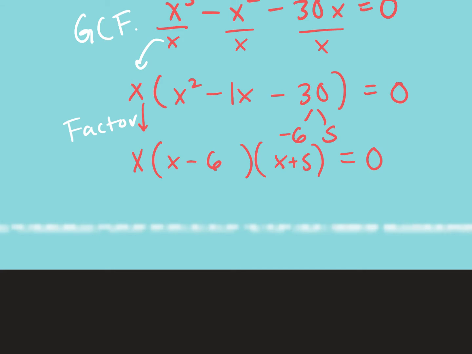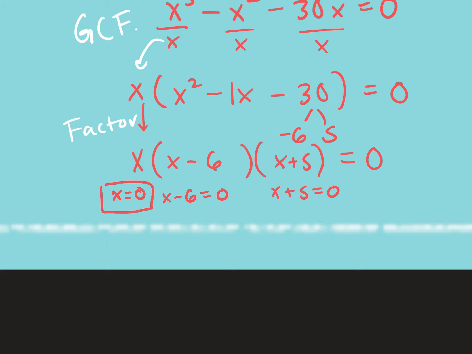Before I do that, what do I need to do? What did I do when I had this on the quiz yesterday? So x minus 6 is equal to 0. What else? X equals 0. Don't forget about that x that you already took out. So x is equal to 0, solved already.